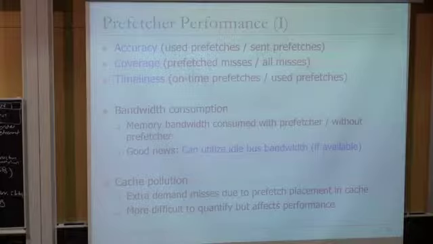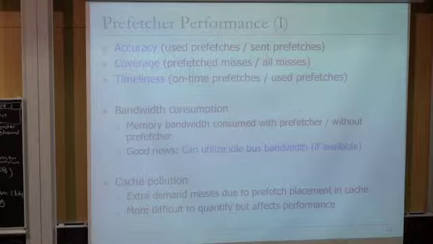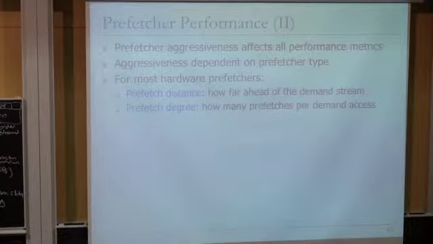If you increase aggressiveness, you can increase coverage, but you may actually reduce accuracy. You can increase timeliness, make it more timely, but you also increase bandwidth consumption, and you also increase cache pollution. Actually, there are two things in a prefetcher that make it more aggressive. For most hardware prefetchers, let's take a look at the stream or stride prefetcher. You have the distance, how far ahead the prefetcher can get from the demand stream. If your stream buffer size is 4 cache blocks, the prefetcher can get 4 cache blocks ahead of the demand stream.